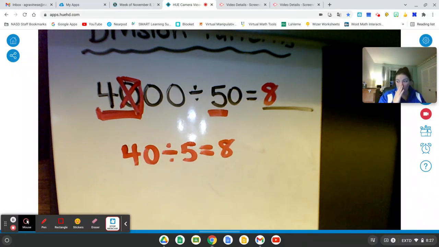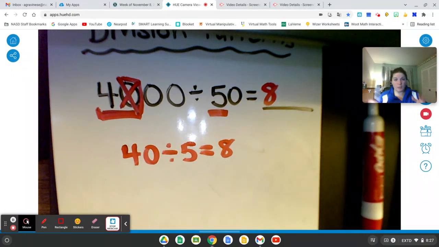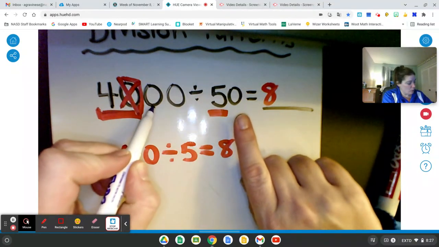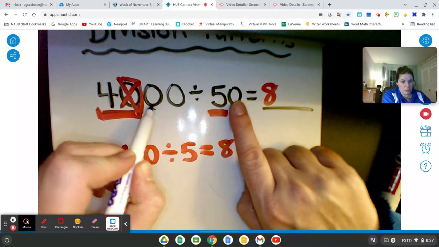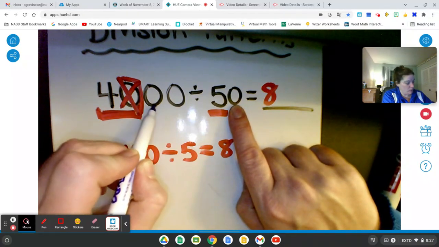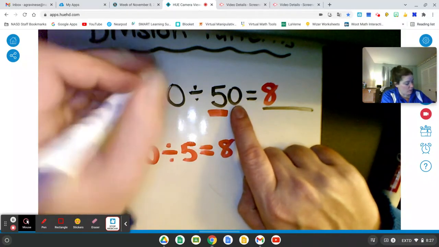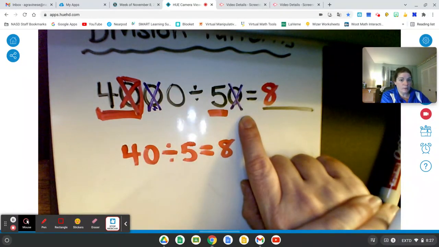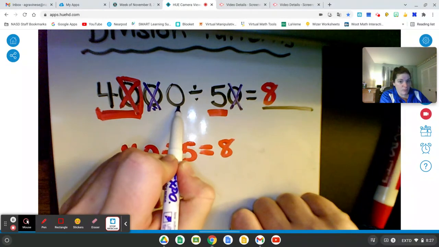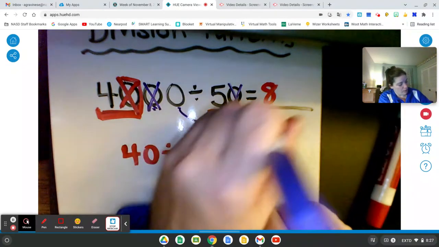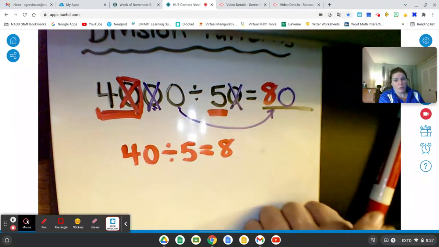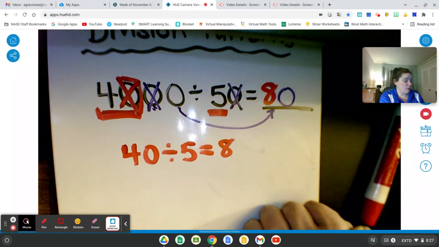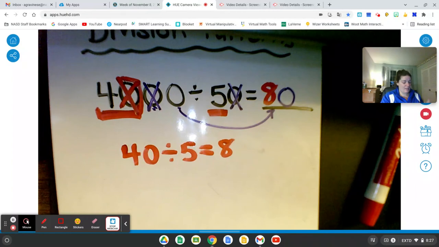So now we want to do our elimination and all of that with our zeros, our pairs. So can I find a pair of zeros to cancel out? I can, right here. There's one in the dividend and the divisor. They can cancel each other out. They're gone. But I still have this 0 left, and that 0 becomes a part of my answer. So I have 4,000 divided by 50 equals 80.